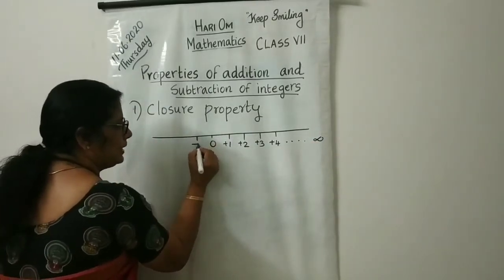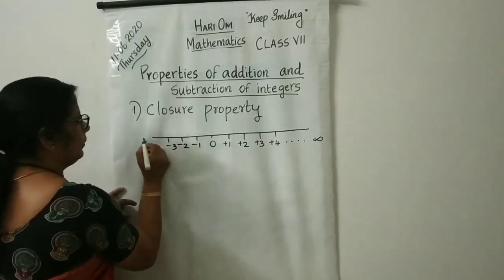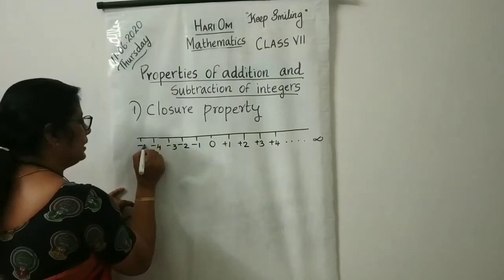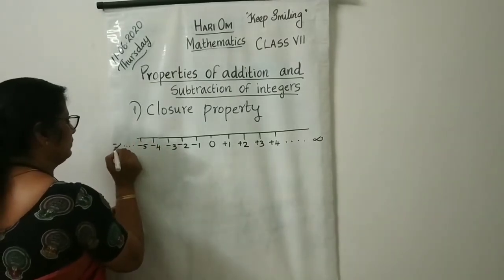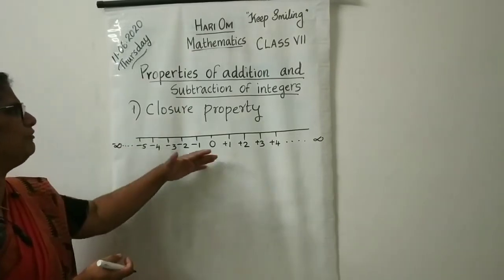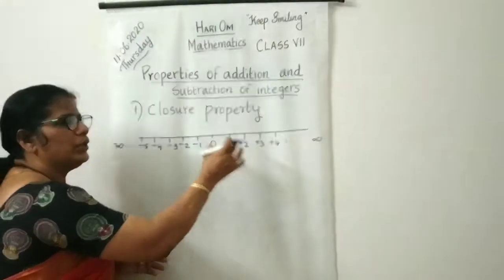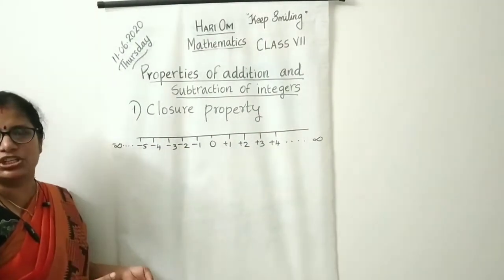Here minus 1, minus 2, minus 3, minus 4, minus 5, etc., up to minus infinity. So there are infinite numbers of integers. If you take any two integers and add, the answer will be again an integer.